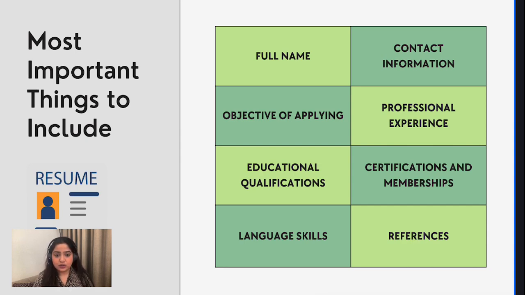So if you know certain languages or you understand or speak, you can definitely add them in your resume. And references could be on request, but definitely have them noted down before, just so you have a fair idea of who you're going to use as references.